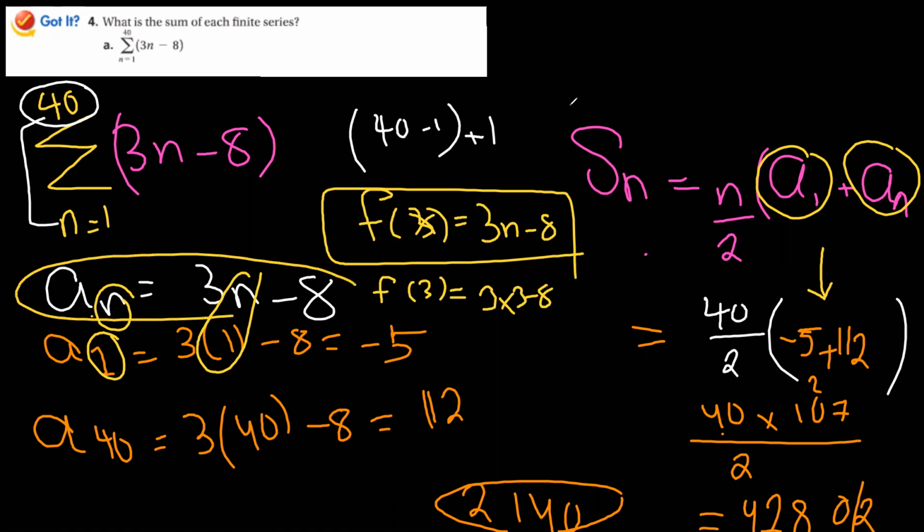Here also we have the same. a sub n is like f of x, 3x minus 8, but here x is another name of the variable, which is n. You will put n as 1, or substitute n with 1. And for a sub 40, because it is the upper limit here, as you see, I just substitute 40 instead of n. Is it clear now? Yes, teacher, thank you. You're welcome.